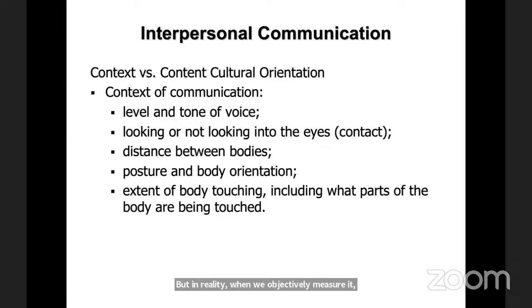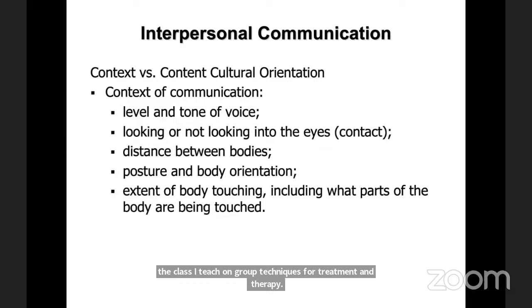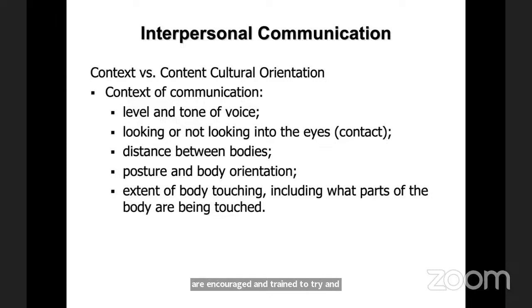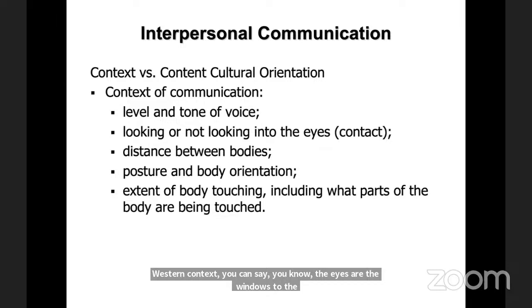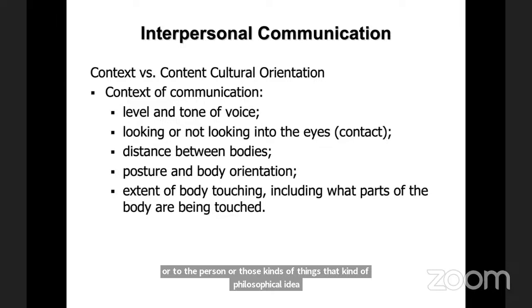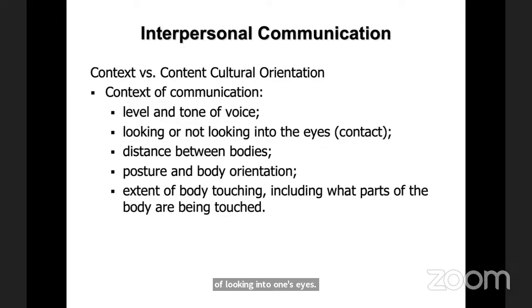Okay. Eye contact. I talk a lot about this in the class I teach on group techniques for treatment and therapy. Most Western therapists are encouraged and trained to maintain eye contact with their clients, because in Western contexts you can say the eyes are the windows to the individual, that philosophical idea of looking into one's eyes. However, we have learned through the increased diversity we have in Western cultures, and especially here in the United States, that in a lot of ways this is a culturally based thing.